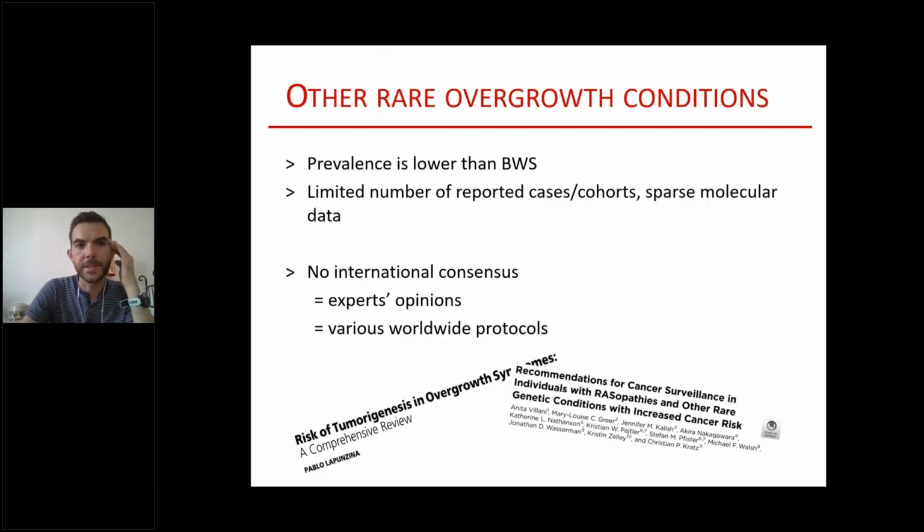The problem with the other rare overgrowth conditions is that the prevalence is lower than BWS, meaning that there is only a limited number of reported cases or cohorts, and the molecular data are quite sparse. For most of these conditions, there is no international consensus, meaning that the recommendations for cancer surveillance, for example, are based only on experts' opinion, with various protocols between the different teams and the different countries.